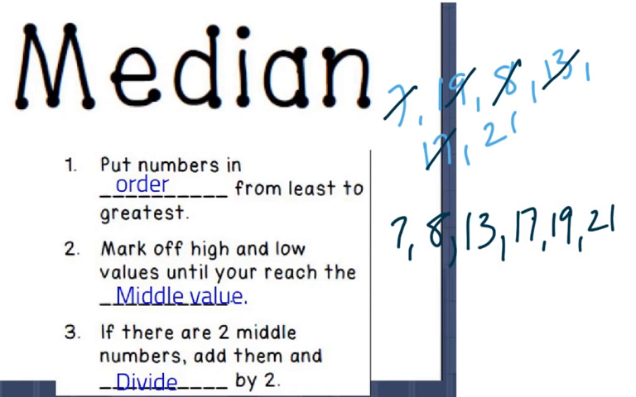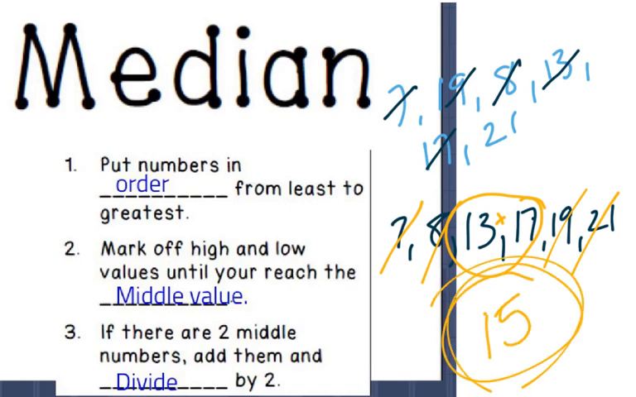Now to find the median, I need to cross these off, smallest and largest. Smallest value, largest value. Smallest value, largest value. Ooh, I have 2 left in the middle. So I need to take 13 plus 17. I'm going to put that in my calculator. 13 plus 17, I get 30. I divide that by 2 because I have 2 values. And then my median is going to be 15 for this data set. Okay? So that's how we do that one.